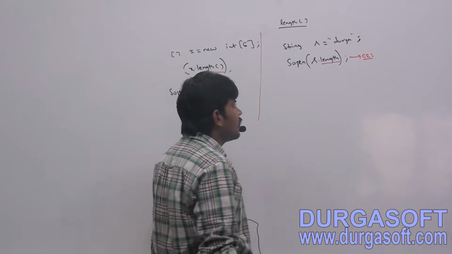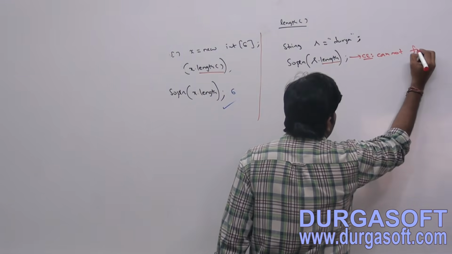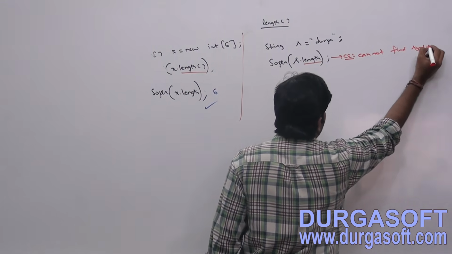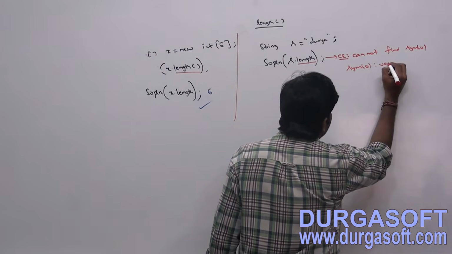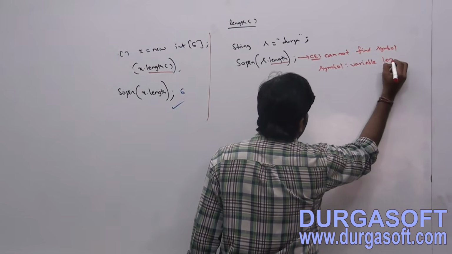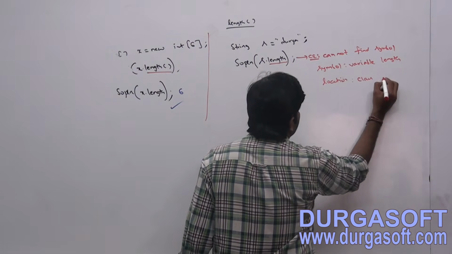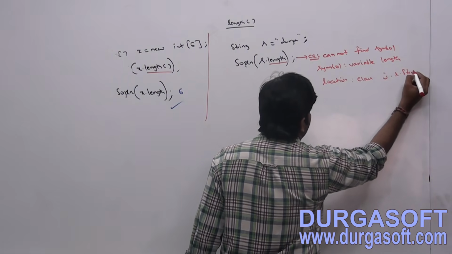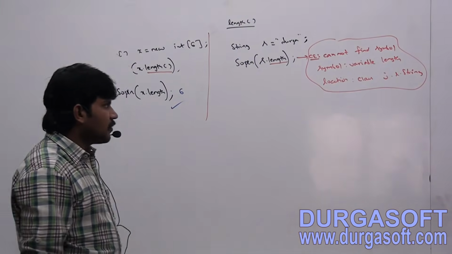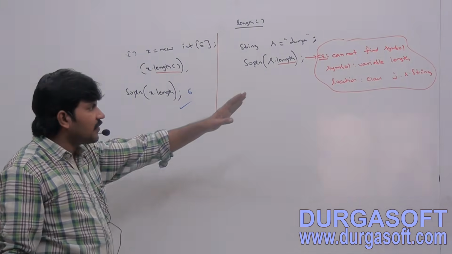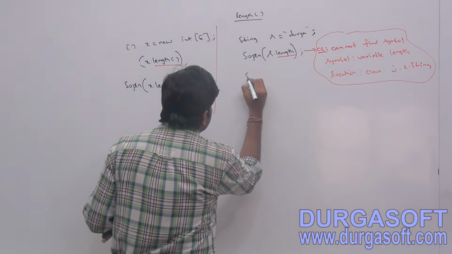Okay, the compile time error says cannot find symbol. Which symbol? Variable length. Variable length in which location? Class java.lang.String. Are you getting it? Cannot find symbol, which symbol is nothing but variable length. Location class java.lang.String. Is it clear, right?